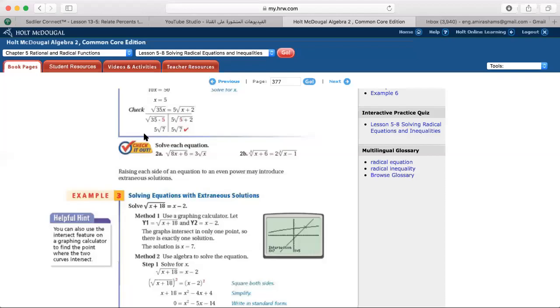Okay, girls, so let's go back to the book and write the answer. So x is equal to 2. And please, girls, I want to remind you, you have to check your answer. Don't forget to check your answer. Checking your answer is an important step.